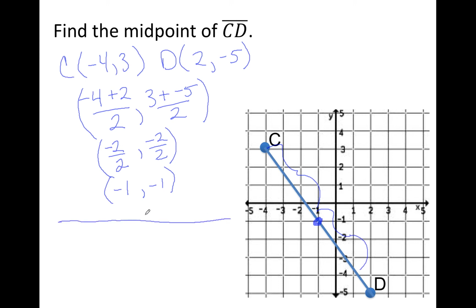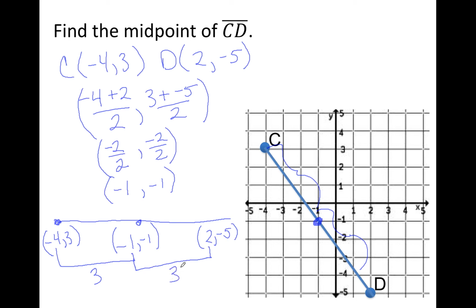Put them all out on a horizontal line. One end is at -4, 3. The other end is at 2, -5. And my middle I found is -1, -1. If I look at my x values here, to go from -4 to -1 on a number line is count 3 places. If I go from -1 to 2 on a number line, is count 3 places.